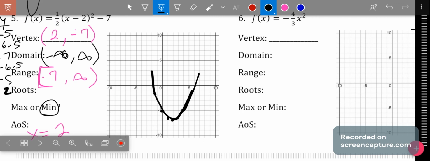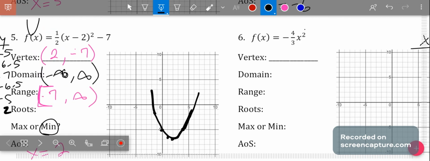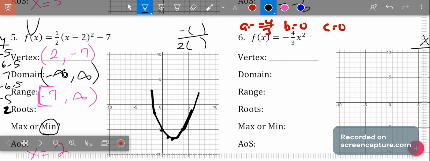For the next problem, we've got to use -b/2a. This is in standard form. Well, my a value is -4/3. My b is equal to 0, and my c is equal to 0. So if I plug in to -b divided by 2a, that means I've got 0 divided by -4/3 times 2. That's going to give me a 0. And when I plug a 0 in, it'll also give me an answer of 0.